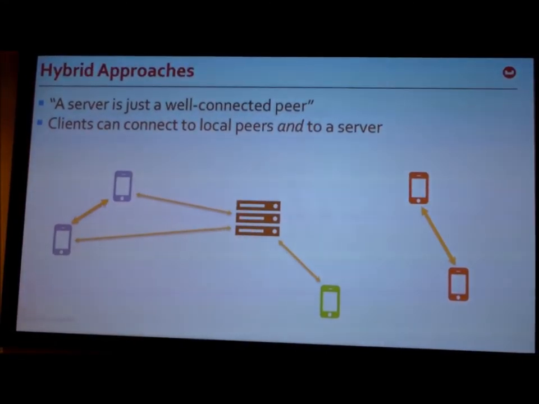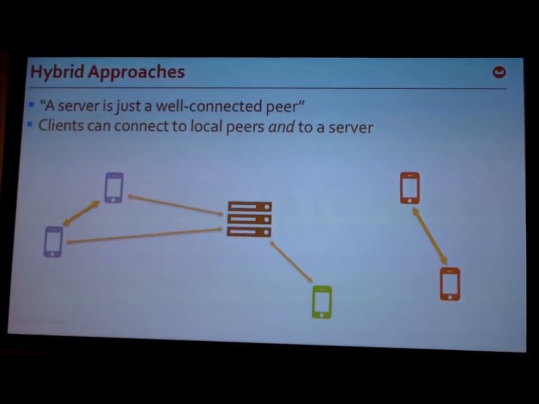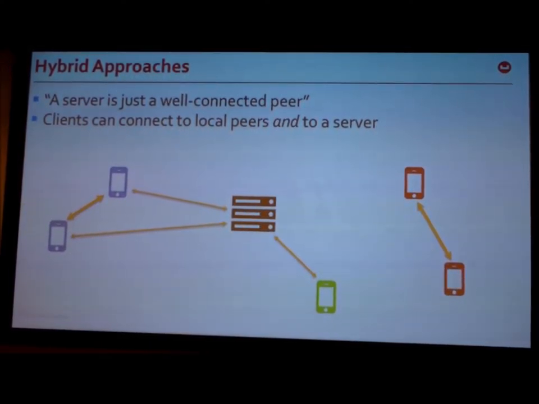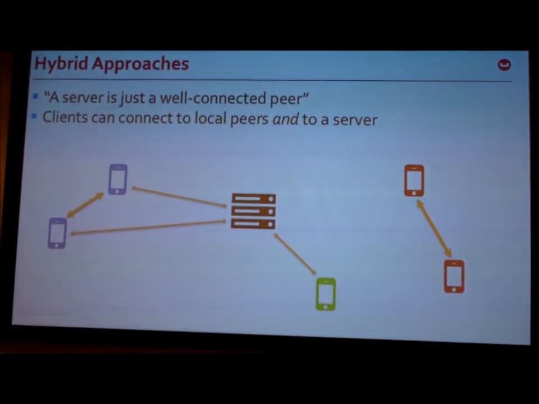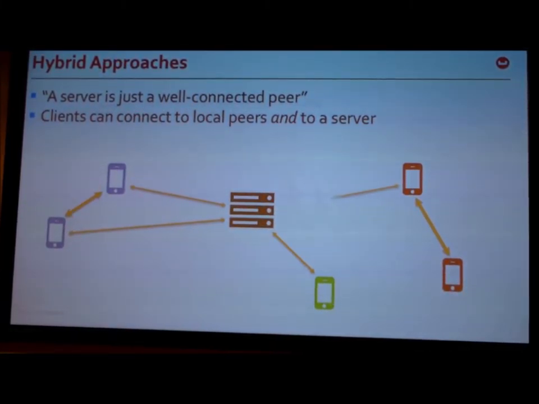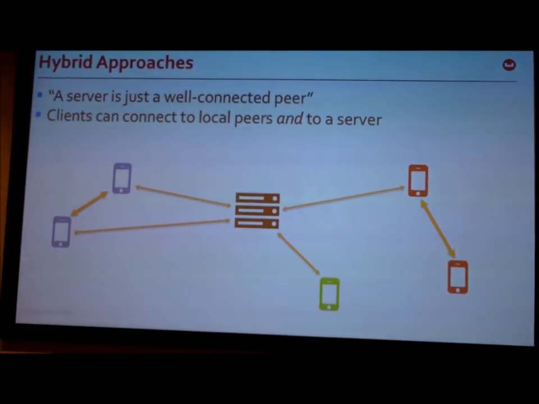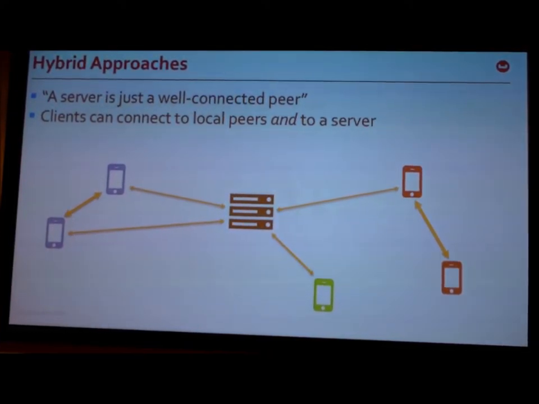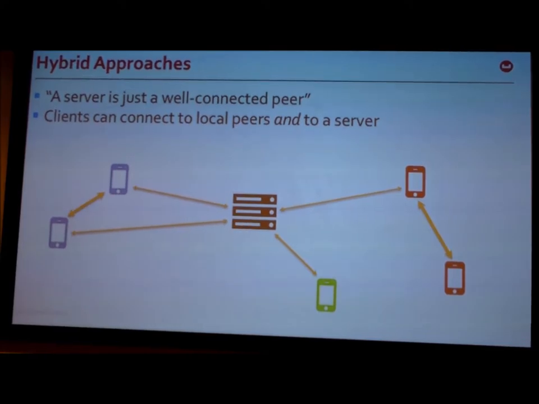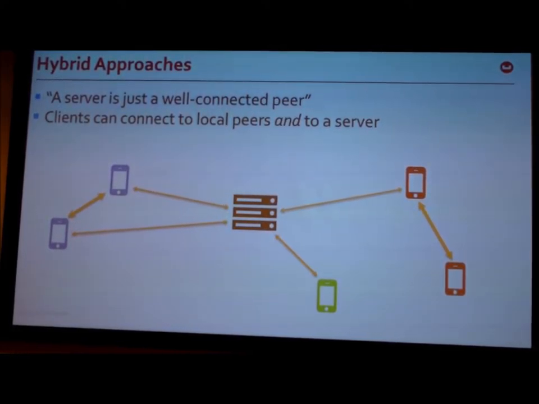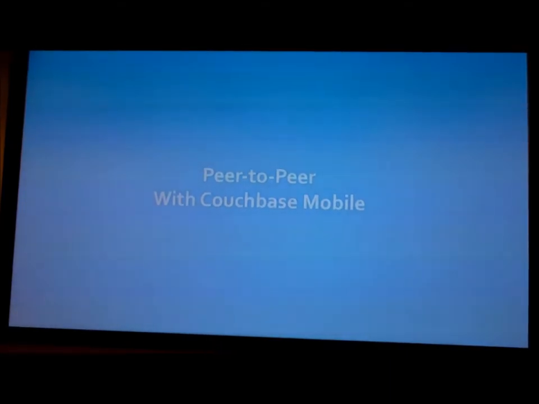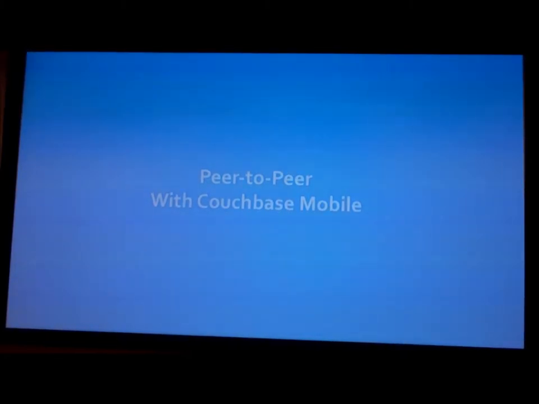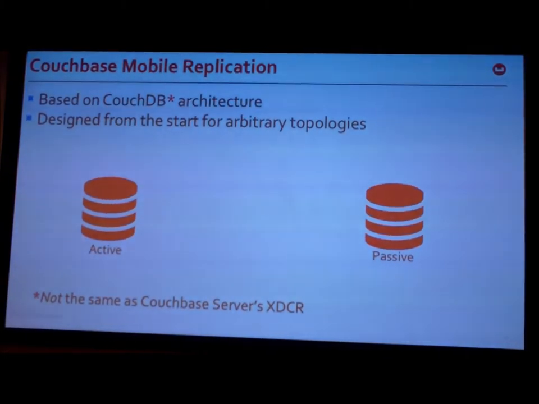So that leads us to a hybrid approach, being able to communicate peers back to a server. For instance, I've got some blue devices on the far left there, they're talking to each other, they're also talking to the central source, the server. And then I've got a green device, he's kind of by himself. He's not really paired with any other devices, but he is connected to the server. And then I've got a couple of other devices on the right. They're just sitting there, talking to each other, sharing data, and then eventually I'm able to connect back to the server. And that's how this data becomes more consistent over time in a hybrid approach, essentially making that server just a well-connected peer with the rest of the infrastructure.